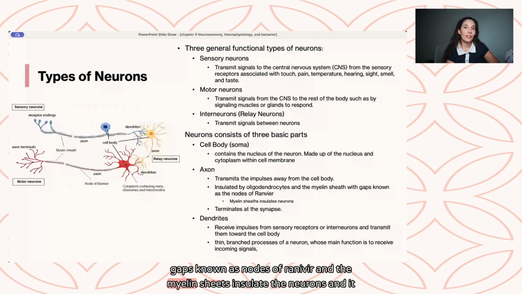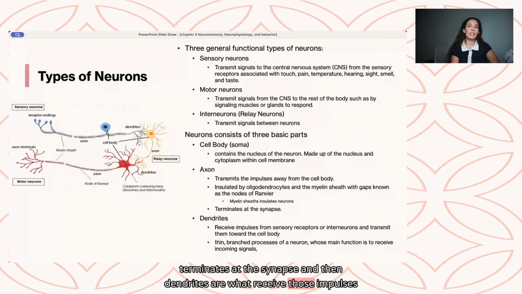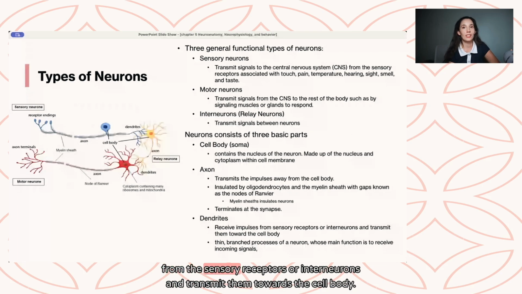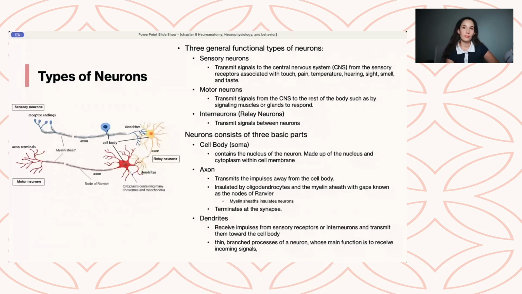And the myelin sheaths insulate the neurons, and it terminates at the synapse, and then dendrites are what receive those impulses from the sensory receptors or interneurons and transmit them towards the cell body. Really, their main function is to receive incoming signals.